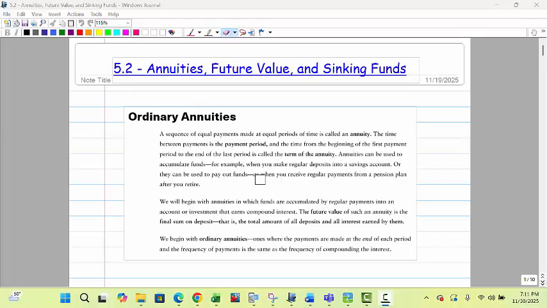So the first thing we're going to talk about is ordinary annuities. Ordinary annuities are when the payments are made at the end of each period. It will have a different name and a different calculation whenever we see payments at the beginning of each period. But for now, we're just starting with ordinary annuities, where payments are at the end of the pay period.